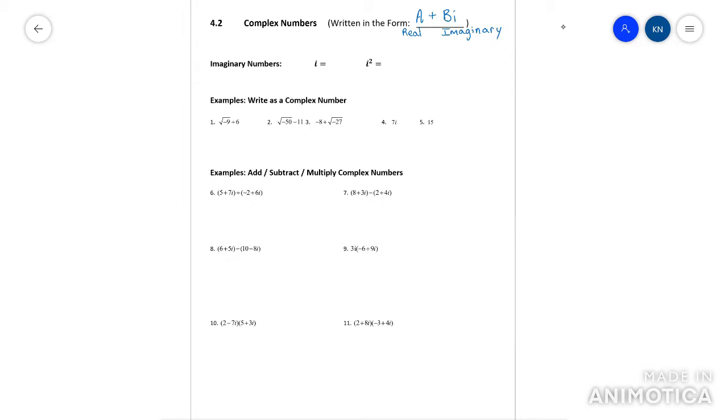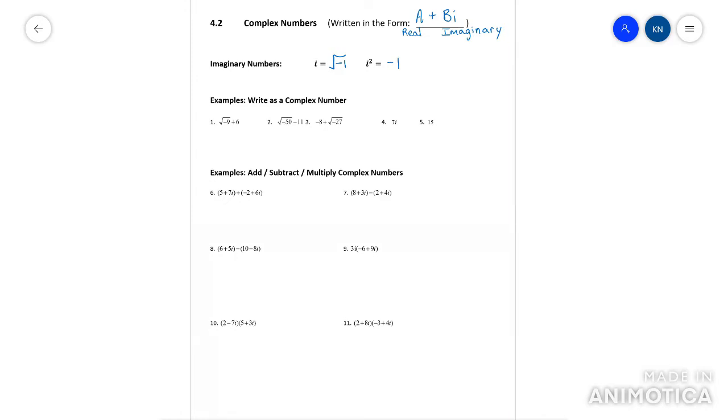Also, if you watched the previous video, i has a value equal to the square root of -1, which means i squared, if you were to square that, the root and the square would cancel and it would just leave -1. So i squared has a value of -1.